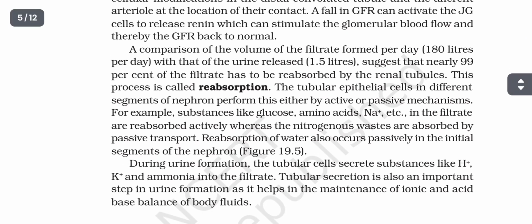A comparison of the volume of the filtrate formed per day with that of urine released suggests that nearly 99% of the filtrate has to be reabsorbed by the renal tubules. This process is called reabsorption. The tubular epithelial cells in different segments of the nephron perform this either by active or passive mechanism. For example, substances like glucose, amino acids, sodium, etc. in the filtrate are reabsorbed actively, whereas the nitrogenous wastes are absorbed by passive transport. Reabsorption of water also occurs passively in the initial segments of the nephron.